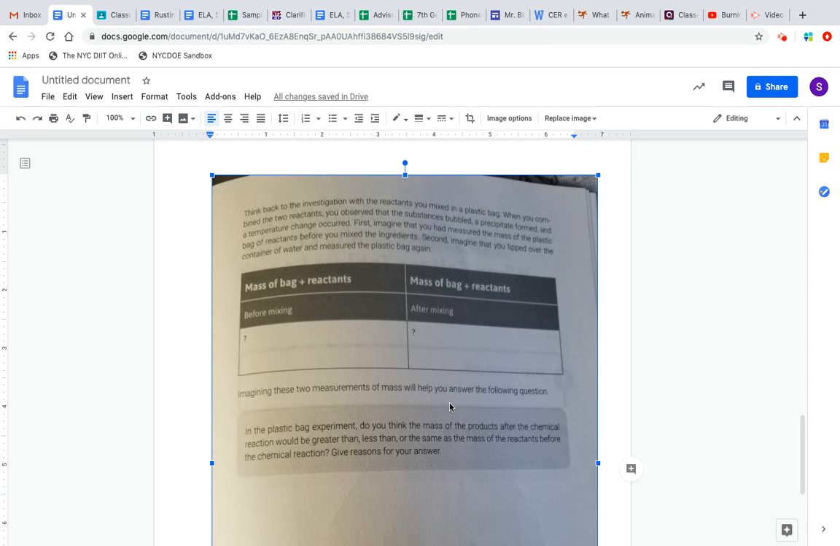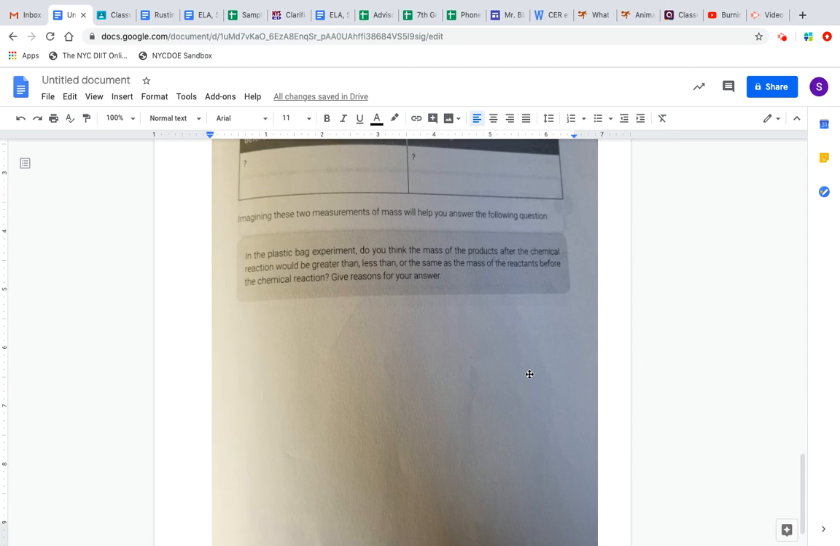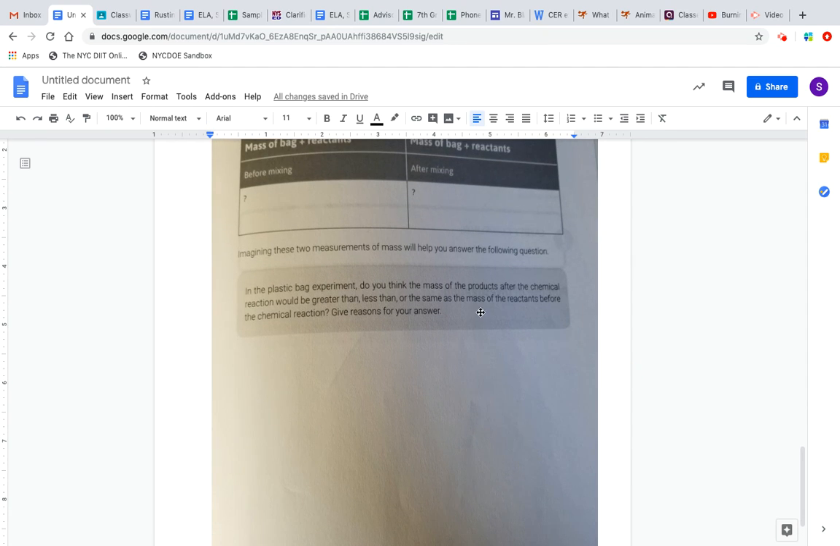First, imagine that you had measured the mass of the plastic bag of reactants before you mixed the ingredients. Second, imagine that you tipped over the container of water and measured the plastic bag again. So here is mass of the bag plus the reactants before mixing. And over here is mass of the bag and reactants after mixing. Imagining these two measurements of mass will help you answer the following question.